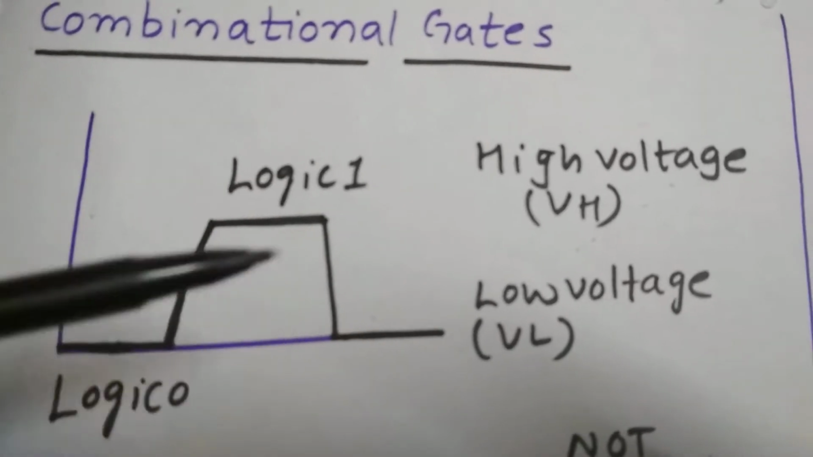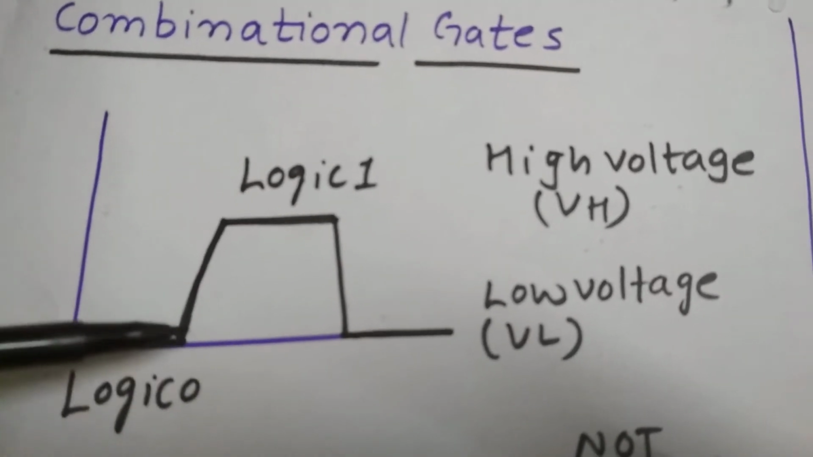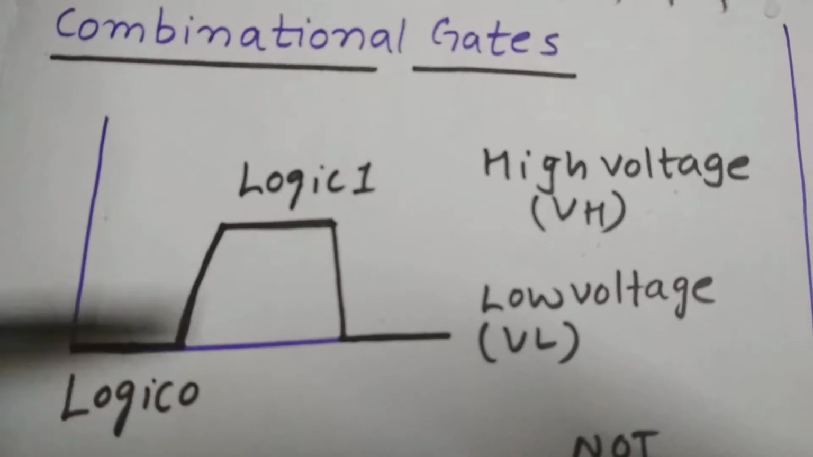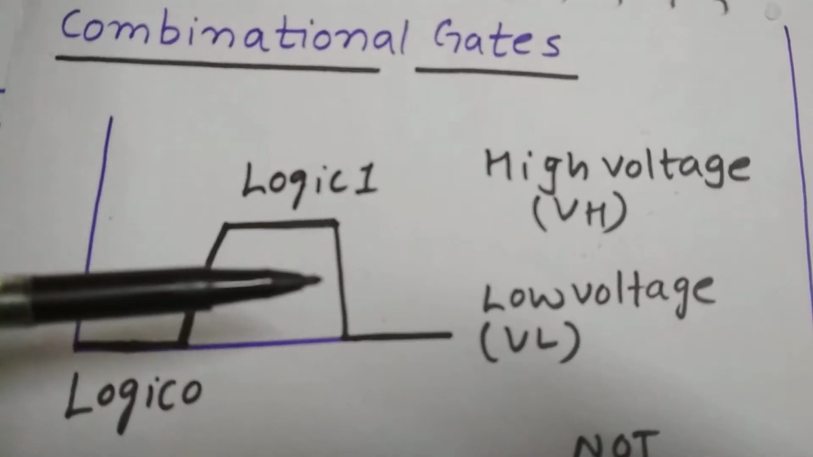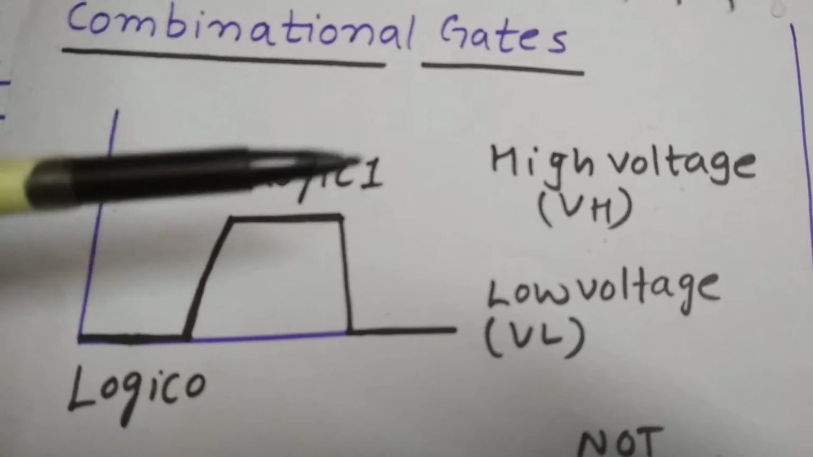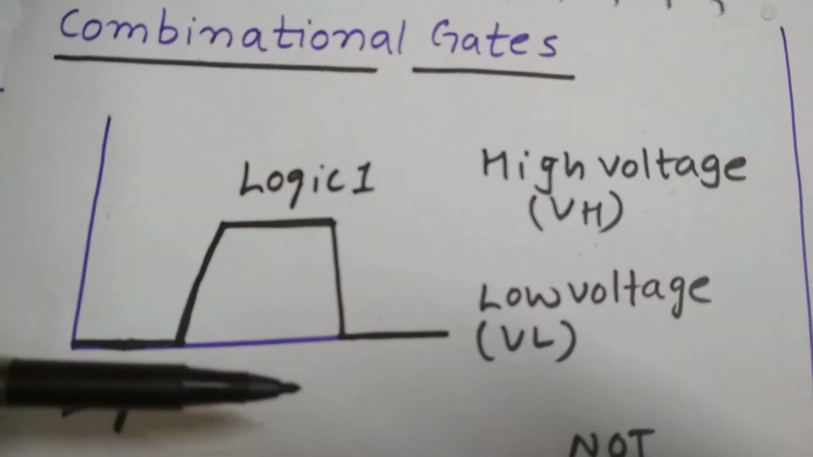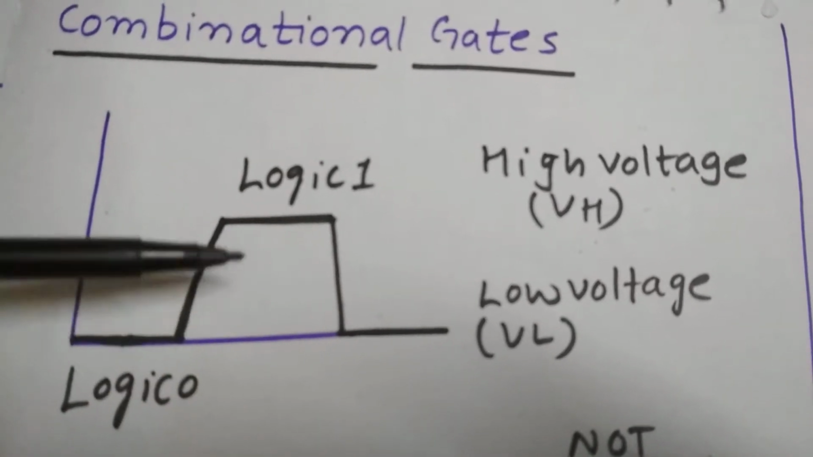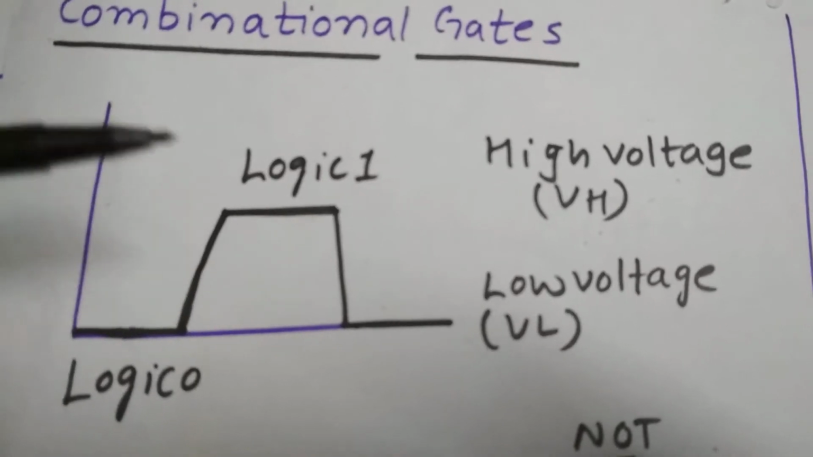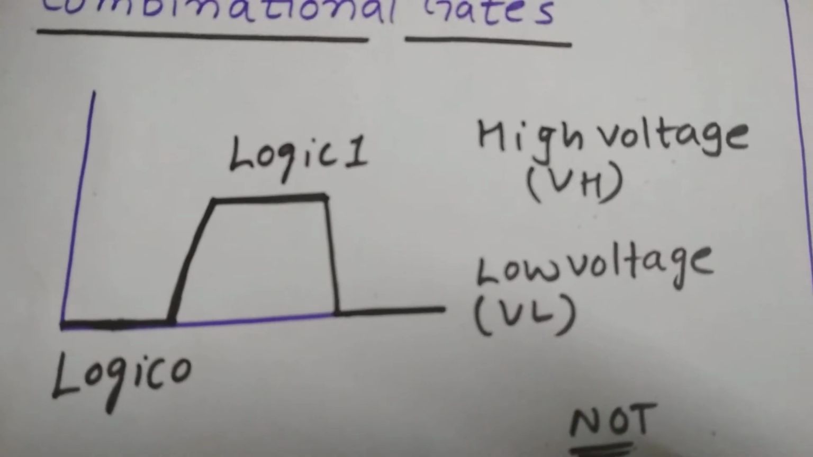This is a practical waveform, not the ideal one. So we have a certain rise, not an instantaneous rise. Above the threshold value it is logic 1, below the threshold value it is logic 0, and from the difference between the two threshold levels we get the noise margin. Now coming to combinational gates.